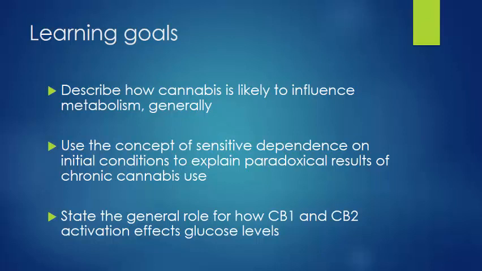So our first learning goal would be to describe how cannabis is likely to influence metabolism, generally speaking. Then, using the concept of sensitive dependence on initial conditions, explain the paradoxical results of chronic cannabis use as it pertains to metabolism. Finally, state the general role for how CB1 and CB2 activation affects glucose levels.